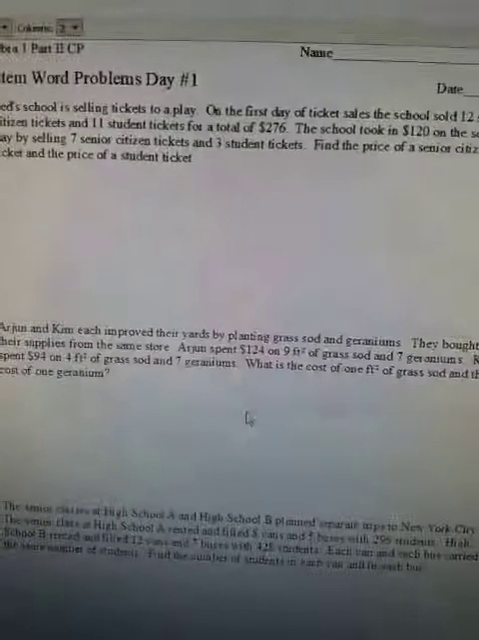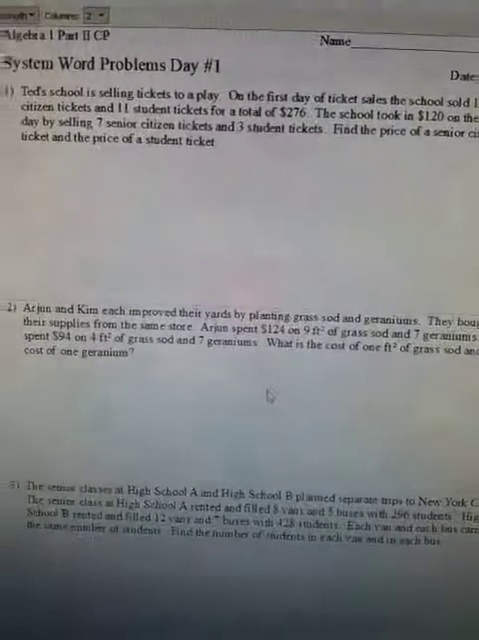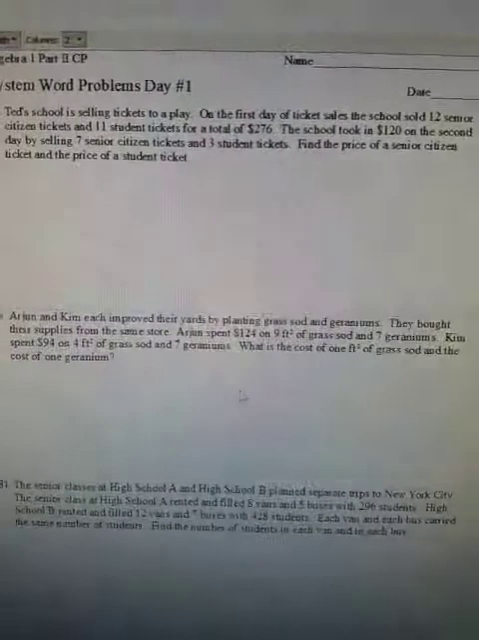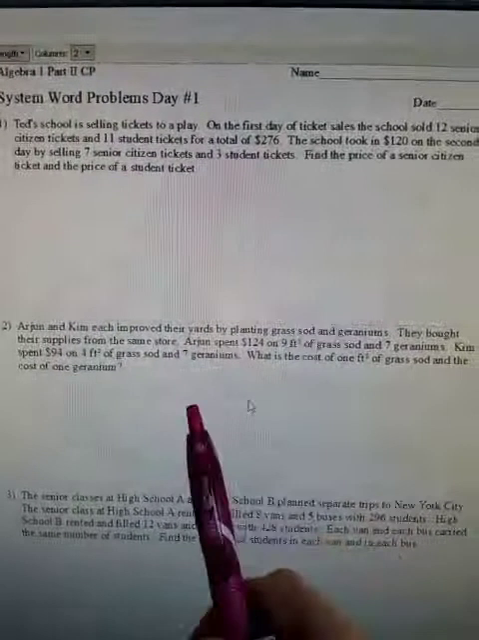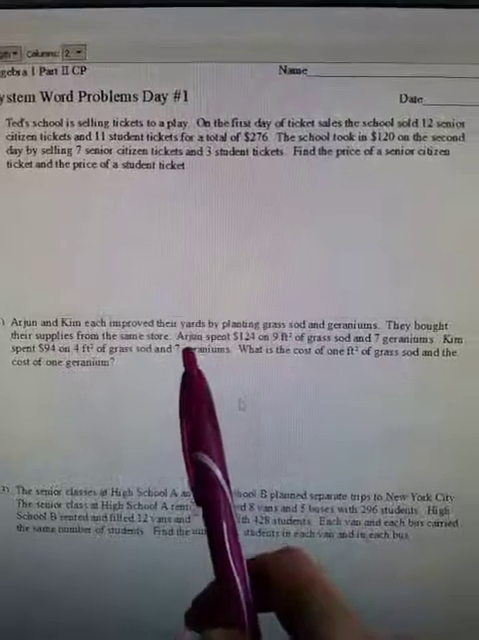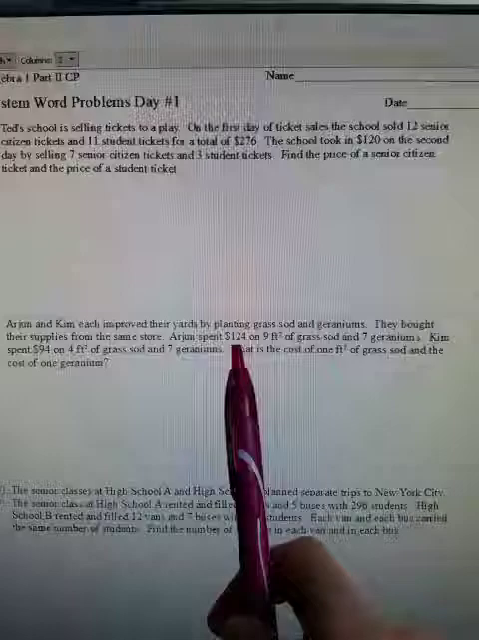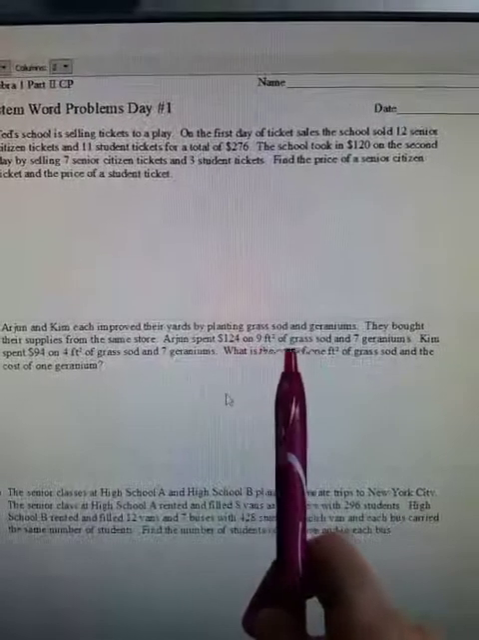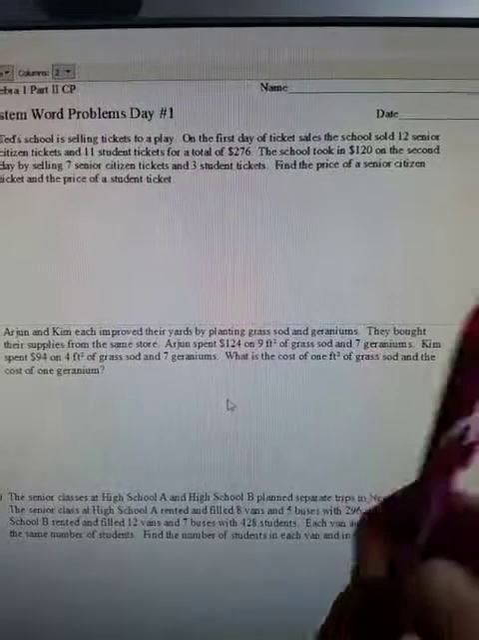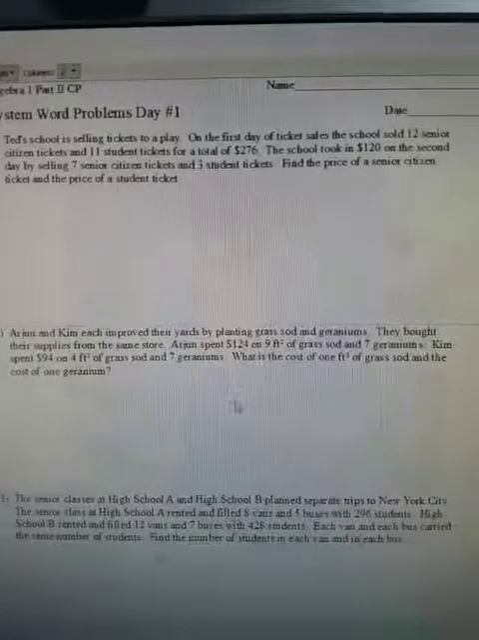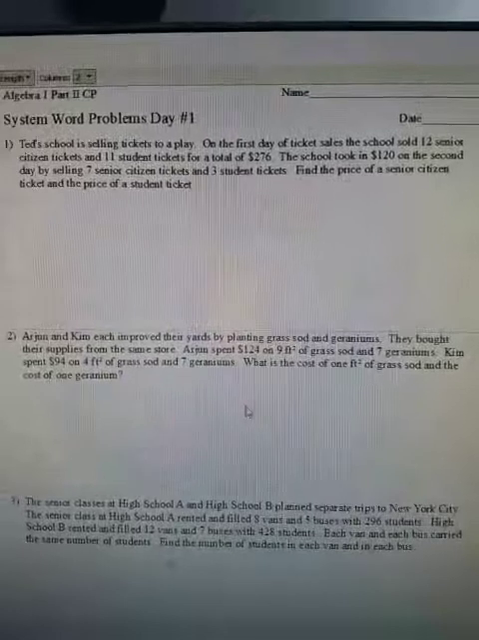Okay, here's number 2. Arjun and Kim each improved their yards by planting grass, sod, and geraniums. They bought their supplies from the same store. Okay, that's great, but I don't really need any of that information so far. Arjun spent $124 on 9 square feet of grass sod and 7 geraniums. So that's kind of important. I think I'm going to go over to my notes and write a little note about Arjun.